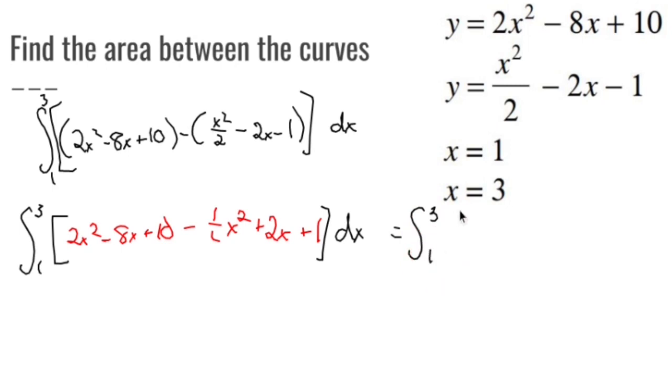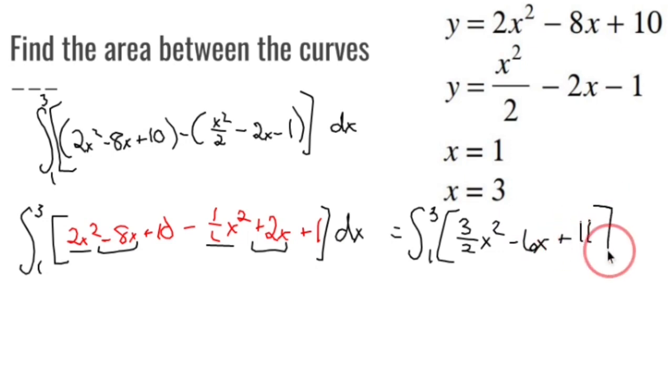3, 1. All right, 2x minus half an x is 3/2 x squared, can't forget that. I have negative 8x, positive 2x, negative 6x. 10 plus 1 is 11, last time I checked, dx.